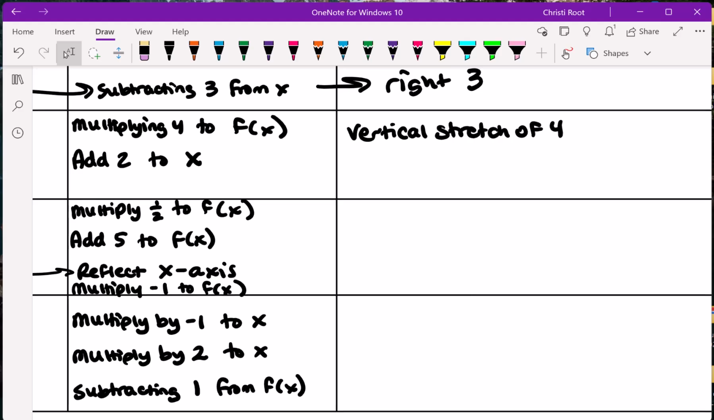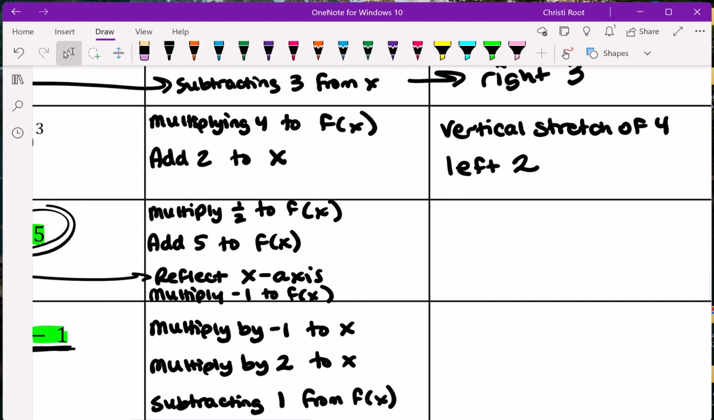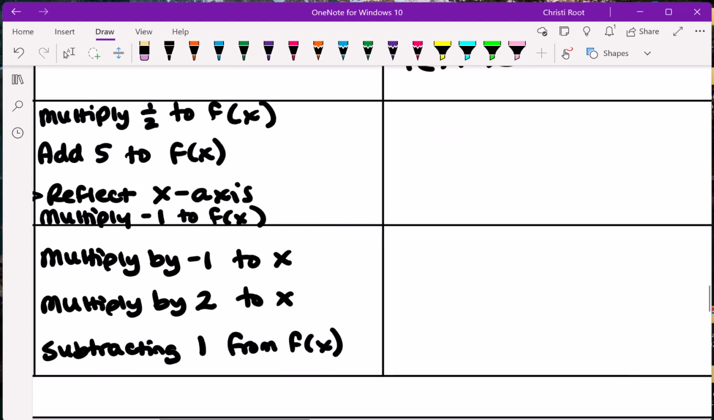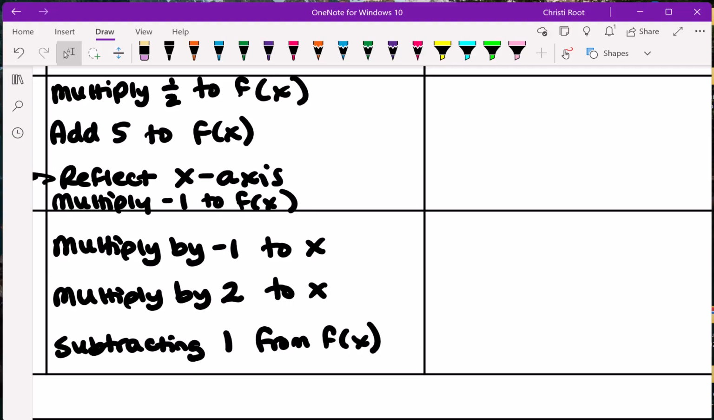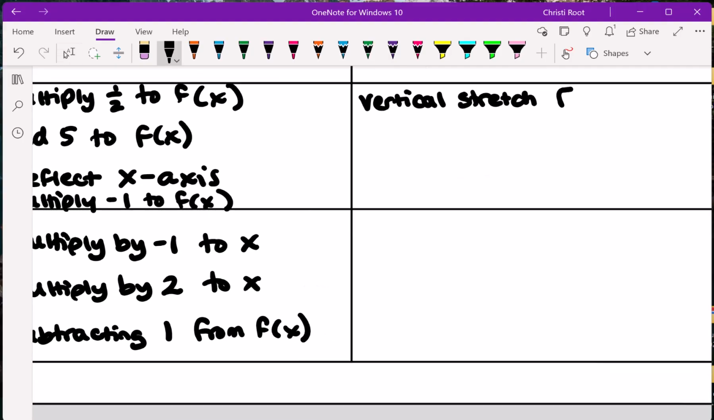And if you add 2 to x, if you add 2 to the function, it goes up. But if you add 2 to x, it goes left. All right, so let's write down what's going on. If I multiply the function by 1/2, that means it is a vertical stretch with a factor of 1/2.